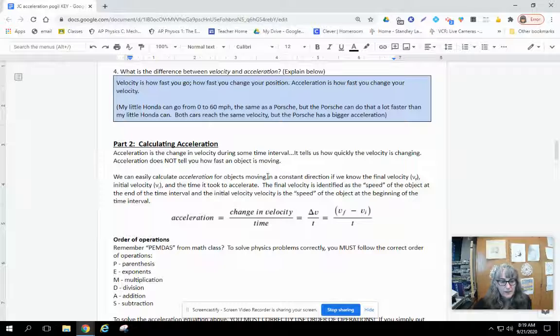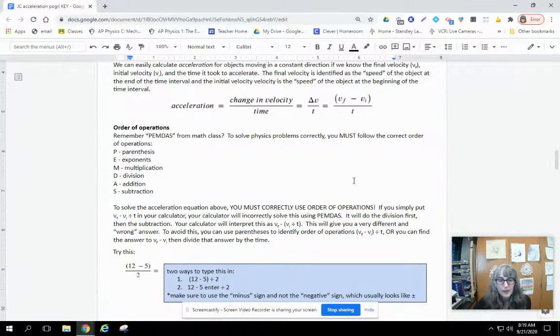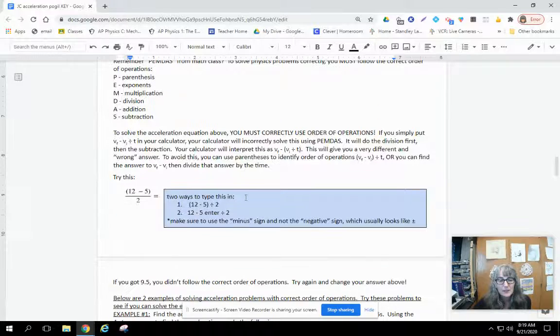So calculating acceleration, we've got the change in speed divided by the time, and order of operations. Parentheses happen first, then exponents, then multiplication, then division, then addition, then subtraction. So PEMDAS, if you remember that. You have to plug this into your calculator correctly, otherwise you won't get the right answer. So when you're doing 12 minus 5 divided by 2, put the stuff in parentheses on the top, so you can type this in as parentheses 12 minus 5, end parentheses, divided by 2. So it will do the 12 minus 5 first before it does the divided by 2.